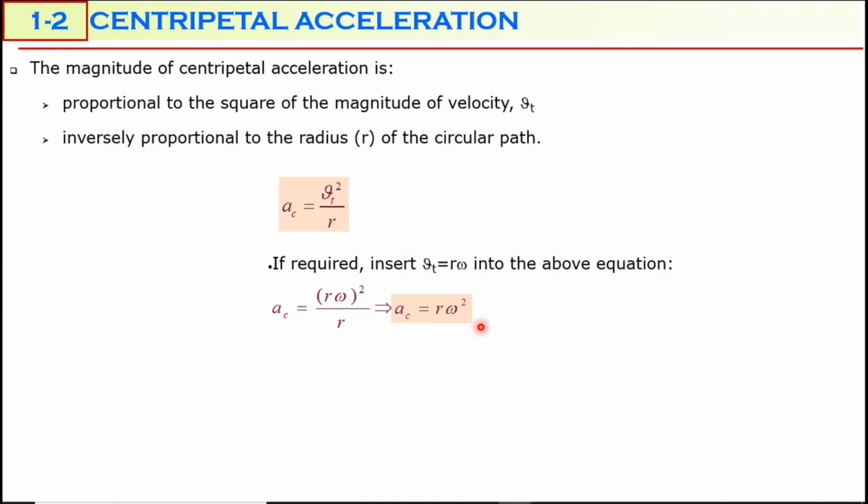So these two equations are equivalent; you only need to check the question. In the question, tangential speed is given or angular speed is given. If tangential speed is given, you are going to use this one. But if angular speed is given, you are going to use the second one: a_c is equal to r times omega squared. The unit of centripetal acceleration is the same as the usual linear acceleration. The square of meter per second is meter squared over second squared, divided by meter. It becomes meter per second squared, the usual unit of linear acceleration.